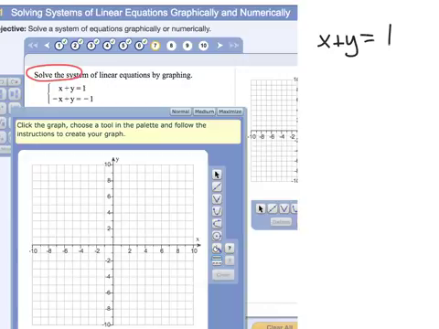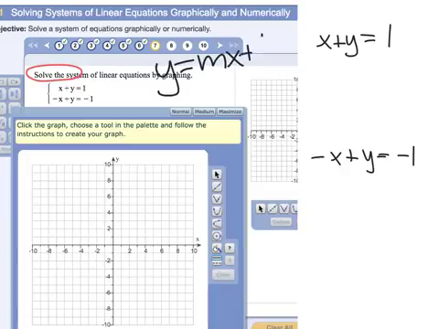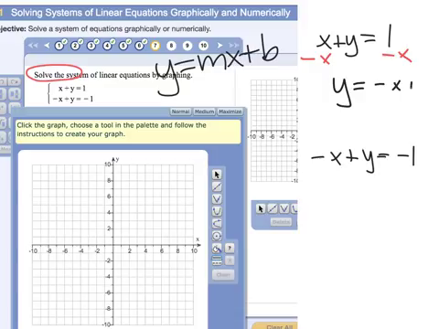So we've got x plus y equals 1. And then down here we have negative x plus y equals negative 1. So I just rewrote these equations over here, because I want to get each of them into that y is equal to mx plus b format, which means this x is on the wrong side because I want to get the x on the right side. So I'm going to subtract x, and I'm going to end up with y is equal to negative x plus 1. So that's the first line.